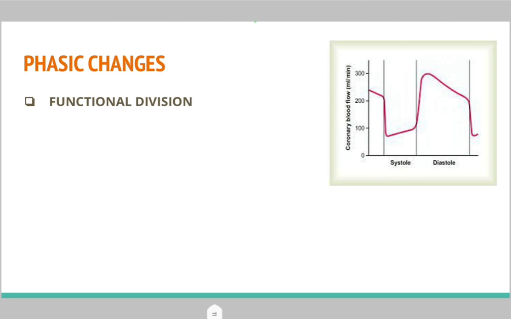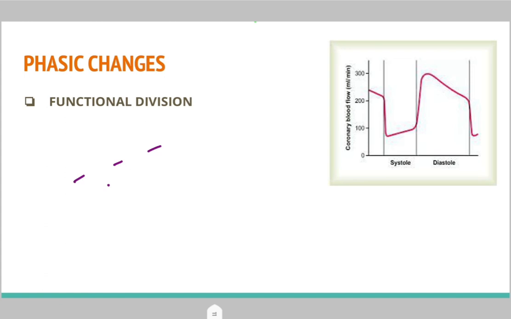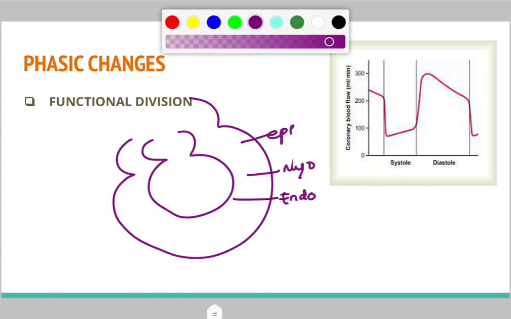So the cardiac muscle will show the phasic changes. Generally, the heart contracts during systole, that is, it pumps out the blood during systole so that the rest of the body receives the blood. During diastole, it will expand, that is, the blood is received by the heart. Now coming to the functional divisions, the heart muscle has epicardium, myocardium, and inner endocardium. All these layers will experience the pressure gradient.